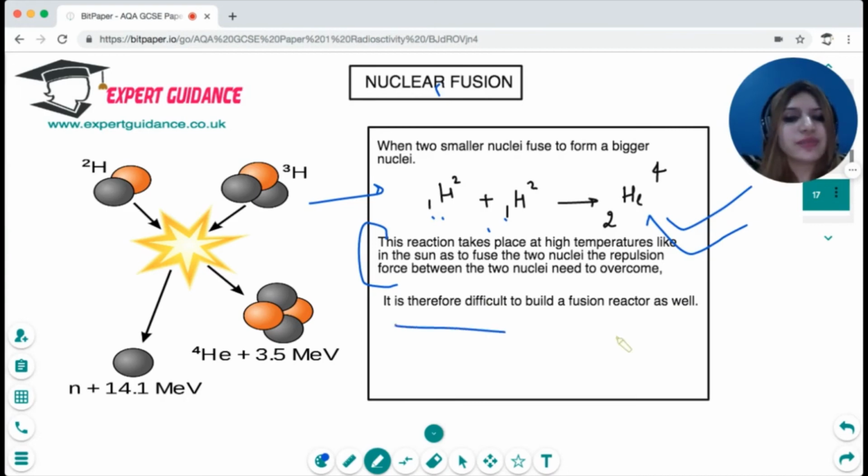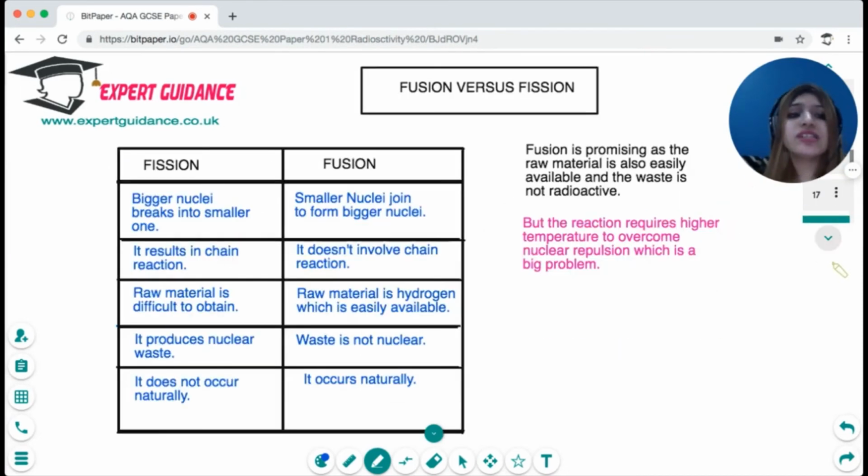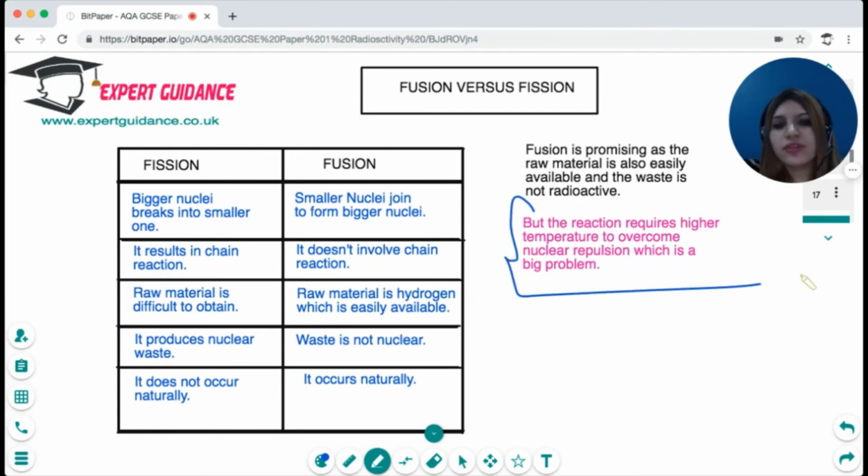Therefore, it is difficult to build a fusion reactor as well. Otherwise, fusion is a very promising source of energy. Why? Because raw materials like hydrogen are easily available. The waste is not radioactive. It does not produce any harmful or radioactive exposure. But the only problem is that high temperature is required to overcome the nuclear repulsion. So this is the difference between fission and fusion.